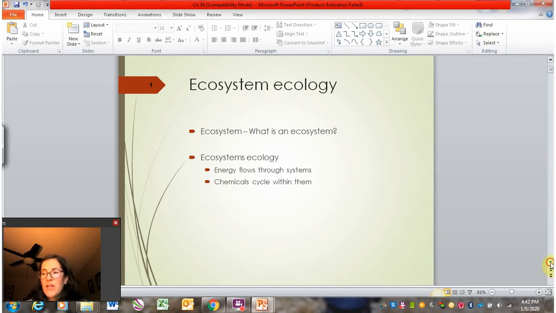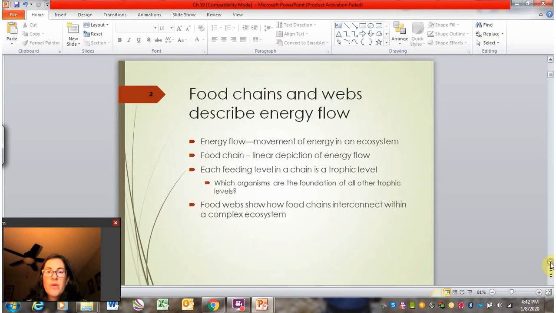So the first thing we'll take a look at is energy flow. This topic is something that many people have been introduced to before with the concept of food chains. Energy flow is the movement of energy in an ecosystem, and it tends to flow from a base to higher organisms in what's called a food chain, which is a linear depiction of energy flow. So it's just a diagram that shows how energy flows through the system.